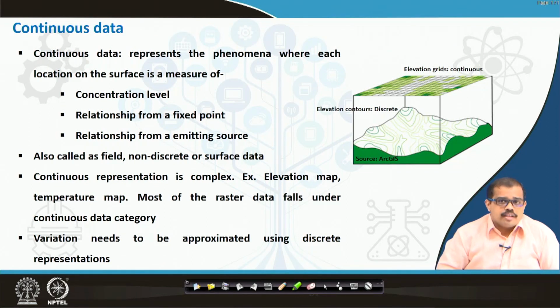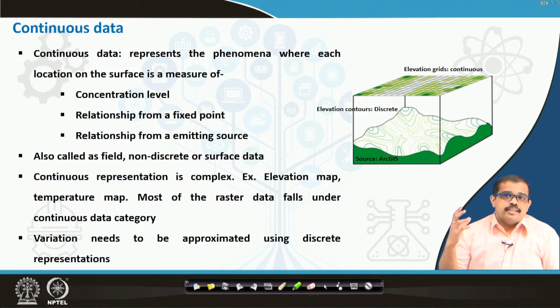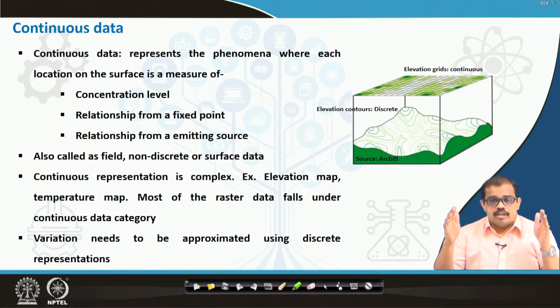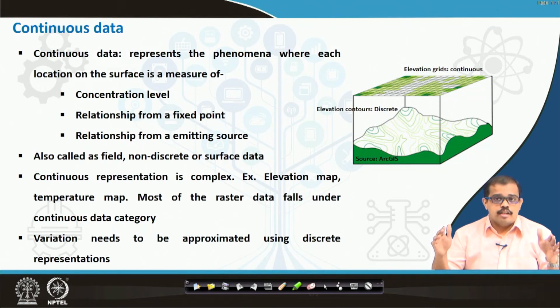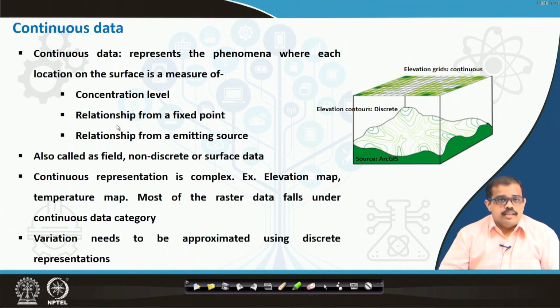Now, this also means you are collecting every point on the earth's surface as a pixel. Based on the size the sensor is able to see on the ground, you collect that much information. If my sensor has 30 meter resolution, it means details of 30 meter by 30 meter are captured by that sensor. When you look at this continuous data, these are also called field, non-discrete or surface data.